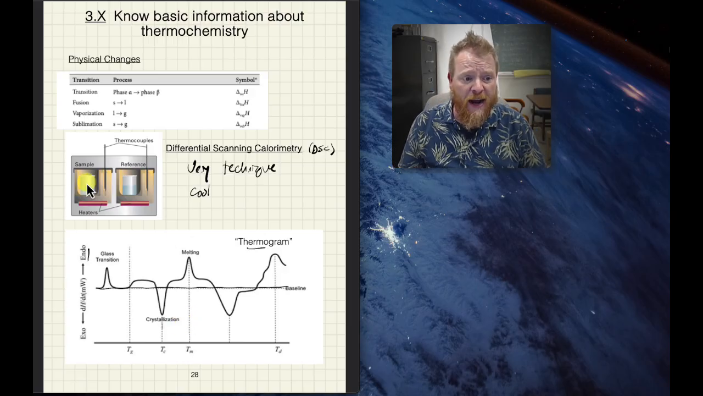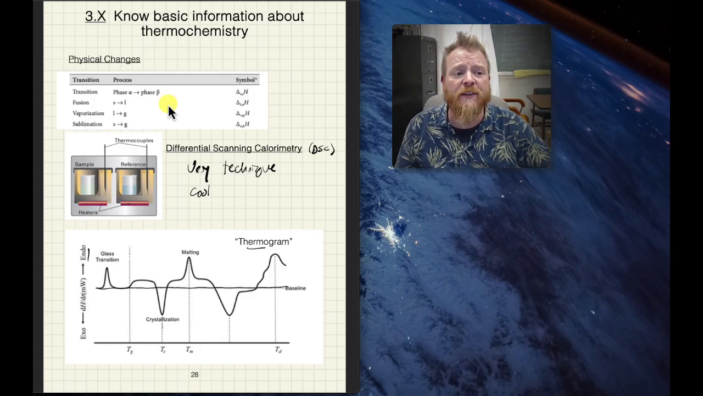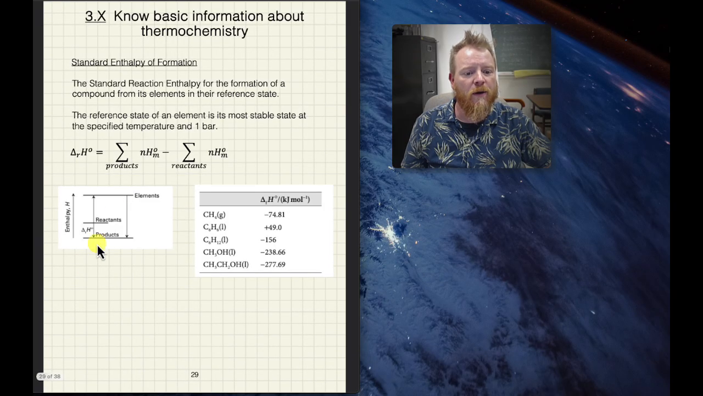Okay, so this can also be applied to chemistry. So we can look at how much heat is applied into a chemical reaction. But most notably, this is typically done for physical changes. Okay, so let's talk about chemical changes.